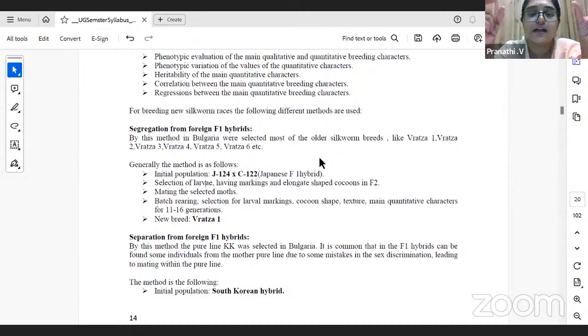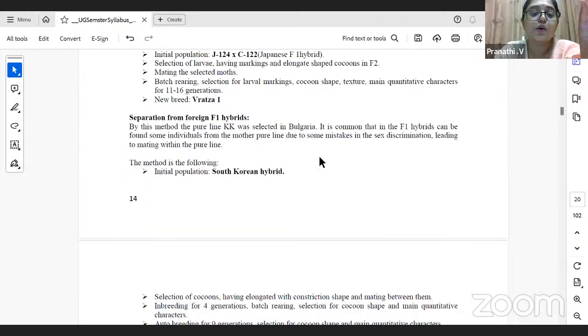and then you're going to select the larvae which are having their distinct markings and elongated cocoons, and this is based on the phenotype, you're going to see the elongated shape, you're going to see the larval marking. So you're evaluating, or you're selecting based on the phenotypes. Then you're going to mate the selected moths. Then batches are reared. Again, you're going to select based on larval markings, cocoon shape, texture, and other kinds of quantitative characters for the 11th to the 16th generations. In this manner, you got a new breed which is known as Radza-1.